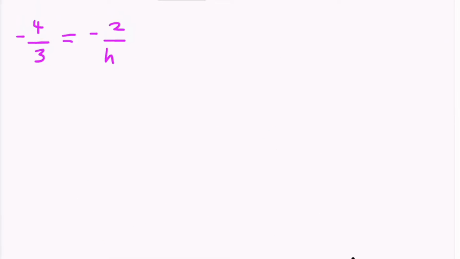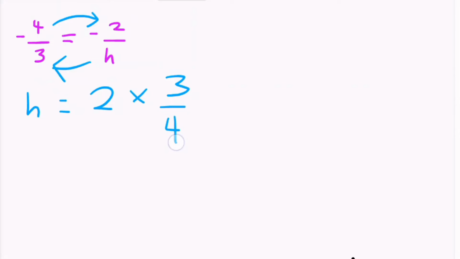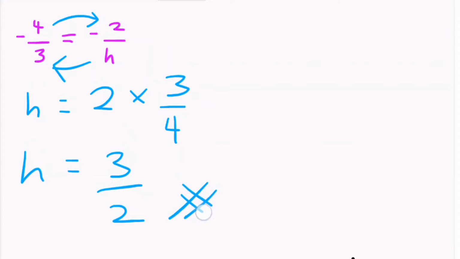Okay, now we want to find the value of h. So, bring the h to here and negative 4 over 3 to here. So, h equal to 2 times 3 over 4, equal to 3 over 2. So this is the value of h.